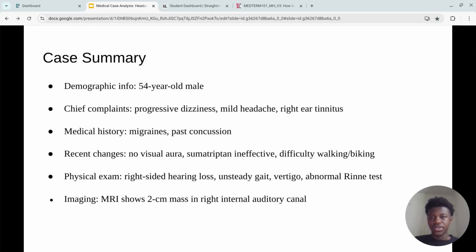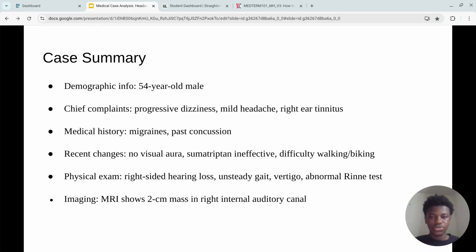For the case summary, the person in question is a 54-year-old man. His chief complaints are progressive dizziness, right ear tinnitus, and mild headaches. As far as medical history, he has had a past concussion and experiences migraines. Recent changes to his health: there are no visual auras, and his sumatriptan medication is ineffective. He also experiences difficulty walking and biking.